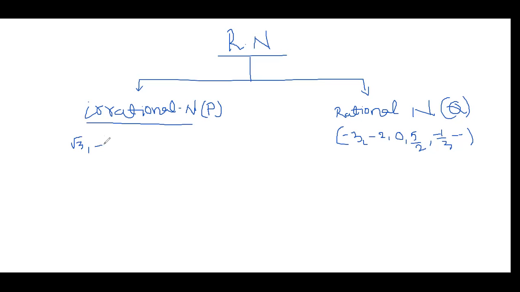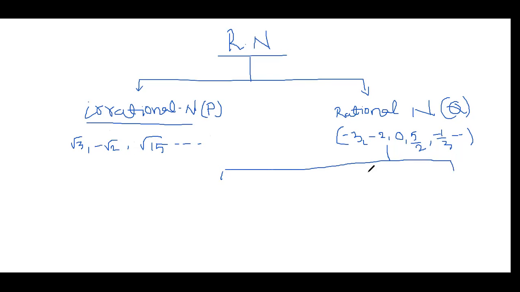Root 3 minus root 2, like that. Either positive root or negative root. Root 15. Irrational means the number should be in under root form, right? These are the irrational numbers. Again, these are divided into two types. Anybody know that? The real numbers are categorized into two types, that is rational and irrational.